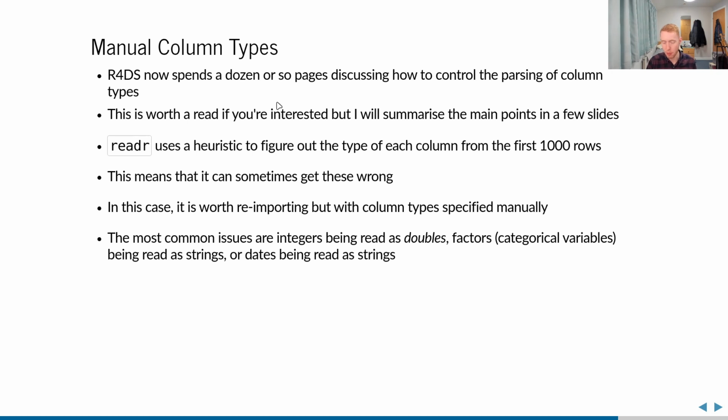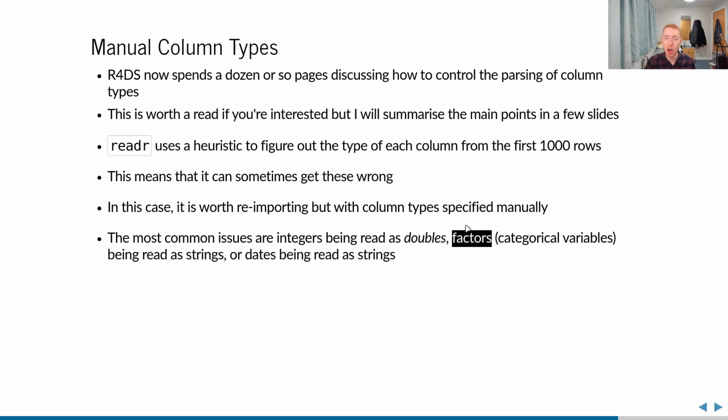That might mean wrong in that it causes an error, or maybe wrong in that it imports it with a type that works, but isn't as efficient as it could be in terms of storage or the speed of working with the data frame. If this is the case, it's worth re-importing the data, but manually specifying one or more of the column types. Some of the most common issues are integers being read in as doubles, so whole numbers being read in as decimal data. Decimal data takes up more space in memory and it's slower to work with, so it will be best to have integers if we know our data is whole numbers only.